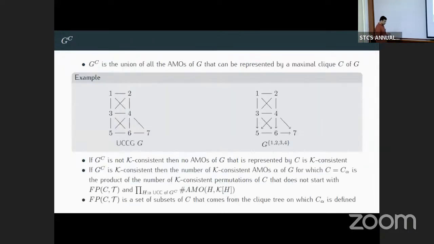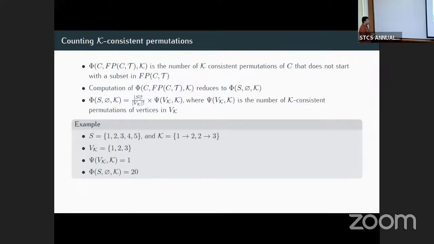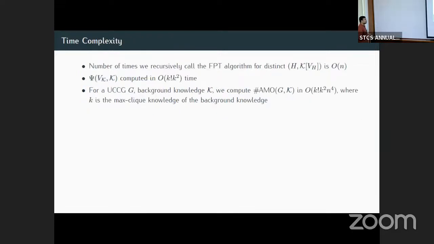So counting acyclic model orientations of G now becomes counting permutations of this clique and counting acyclic model orientations of the undirected connected components of G minus C, where this is the union of all the AMOs of G that are represented by clique C. So counting k-consistent permutations of C reduces to counting the number of permutations of a clique which are k-consistent, and here we need our parameter, max clique size, and this will take order factorial k times k squared.